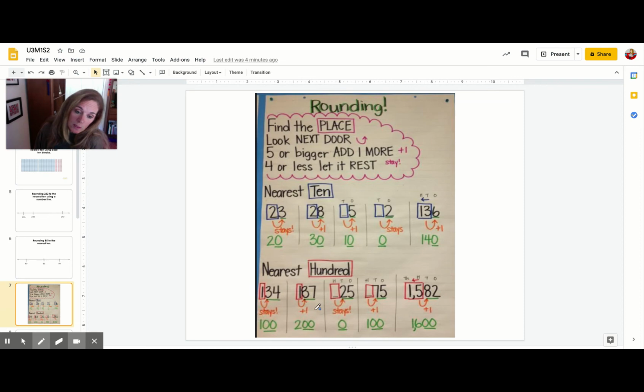187, rounded to the nearest 100, is 200 because 187, the 8 is 5 or more. So you're going to add 1 to that and you have 200.